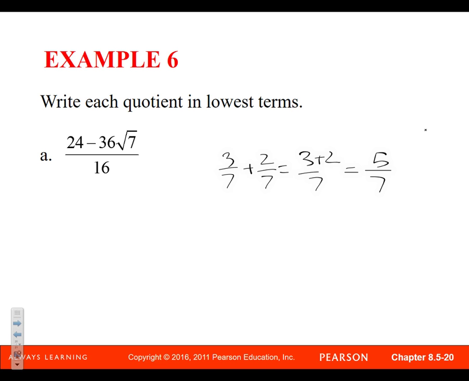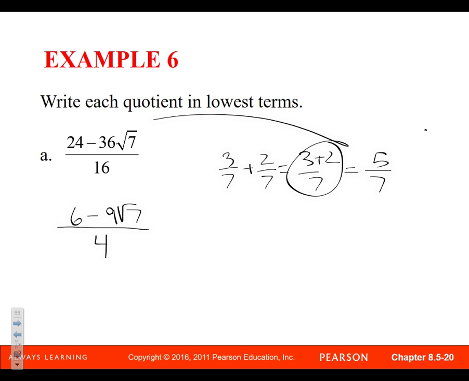So what we're looking at here is this version of it. The reason why they didn't go ahead and say 3 plus 2 is 5 is because those are not like terms. Does that make sense? All right, cool. So I could simplify each fraction individually, but I could also simplify it this way. All three of these numbers can be divided by how much? 4. So if I divide all of them by 4, I'm going to get 6 minus 9 square root of z over 4.